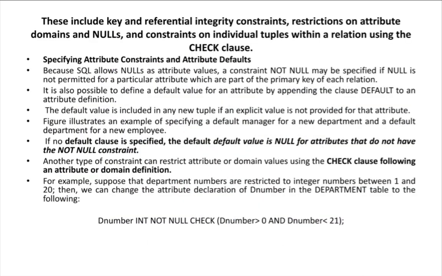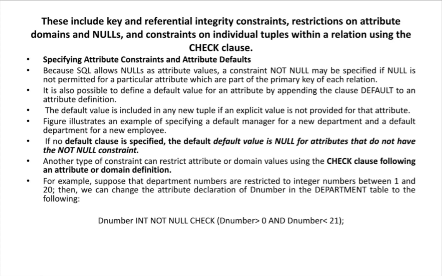See how it can be declared. Department number not null, check department number greater than 0 and department number lesser than 21. That means it is telling that department number should not be null. Also the department number should be within the range of 1 and 20. Suppose if you try to enter department number 22, it won't take. If you try to enter department number 0, it won't take.